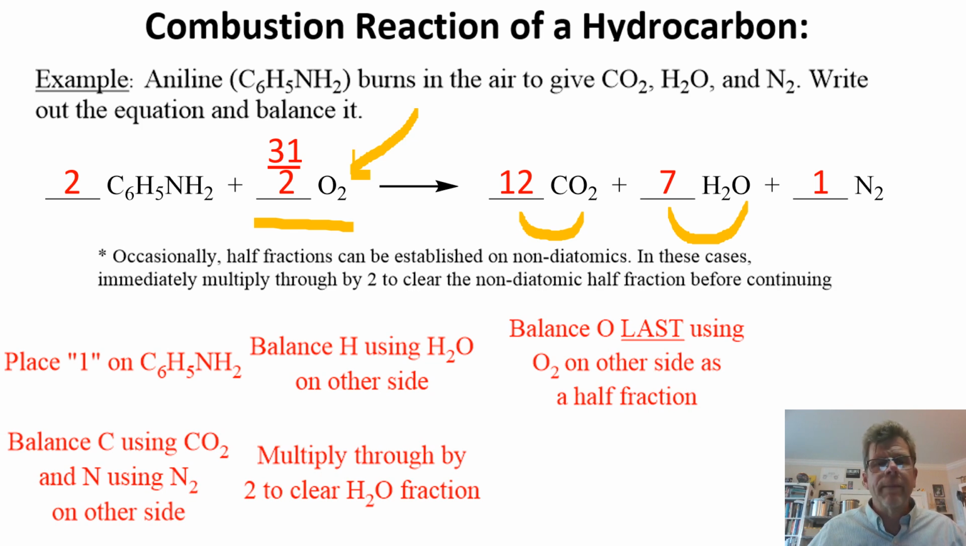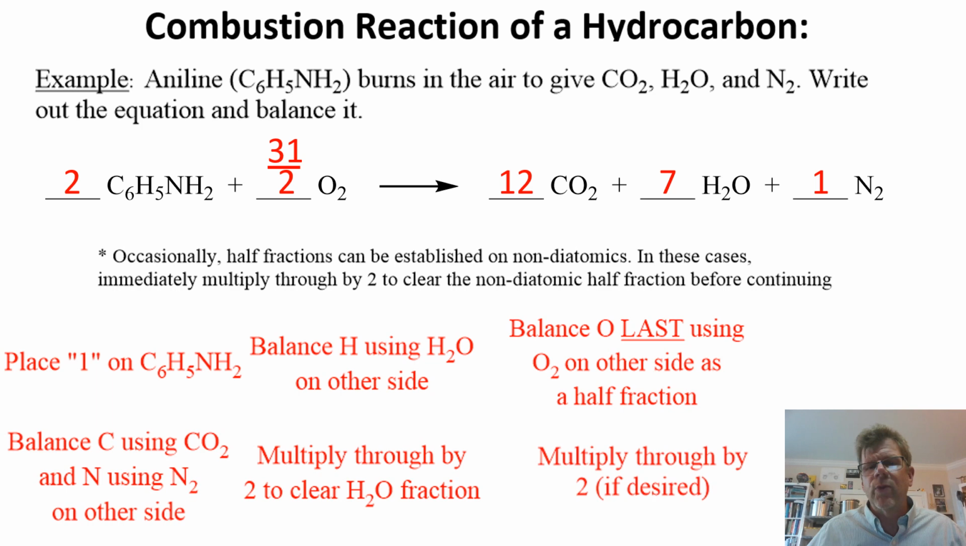Now, as before, if we like this, this is the correct answer. If we want to get rid of those half fractions, we can always multiply through by 2 if desired. And in this case, if we did that, that would change up all of these numbers to the numbers in blue that we see here.